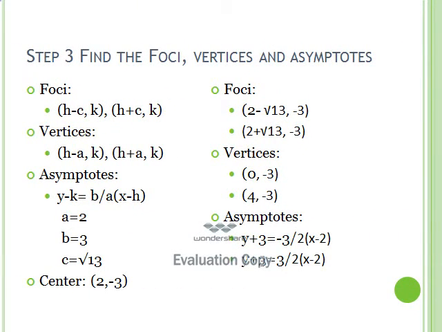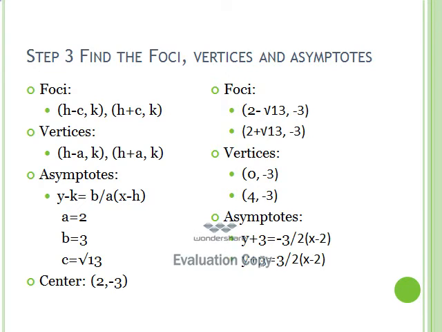For step 3, we're going to find the foci, vertices, and asymptotes. The foci are (h plus or minus c, k), c being the square root of 13. We're going to have (2 minus the square root of 13, -3) as the first focus, and (2 plus the square root of 13, -3) as our second focus.